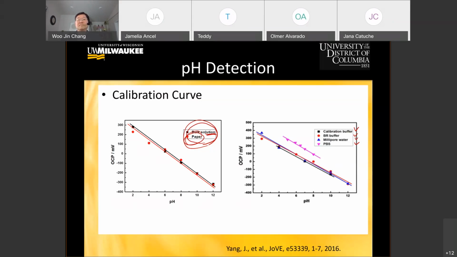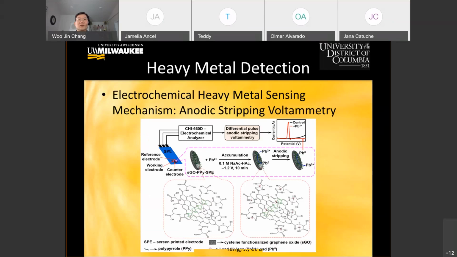So that was the first sensor that I wanted to introduce. And the second one is the heavy metal sensor.